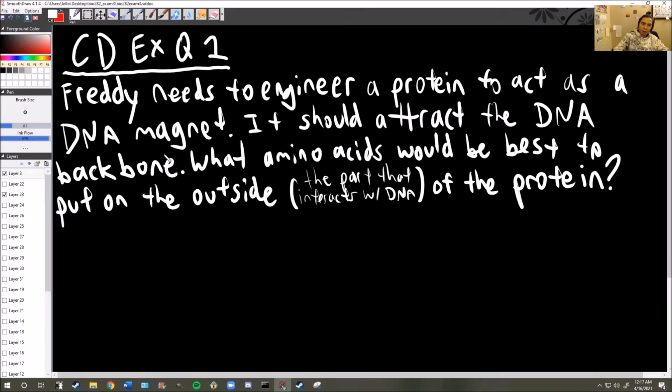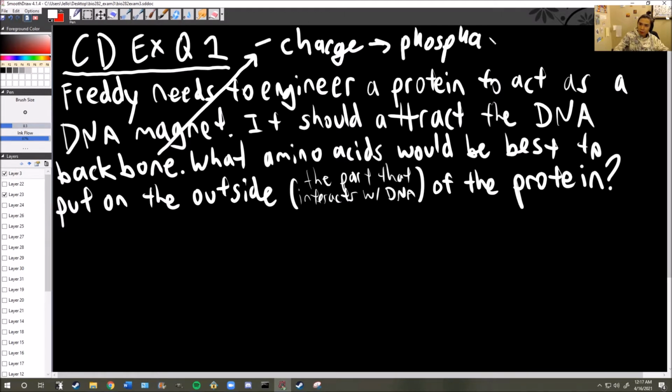So what do we know about our DNA backbone? We know that it has a negative charge as a result of those phosphate groups on it. And then knowing that, we need something that will interact with the negative, and that would be a positive, because positives and negatives attract. That means that we need an amino acid that has a positive charge within its side chain or its R group.